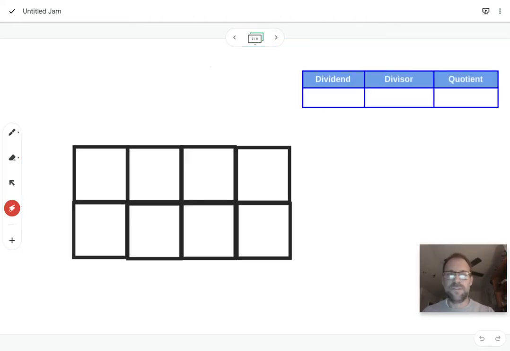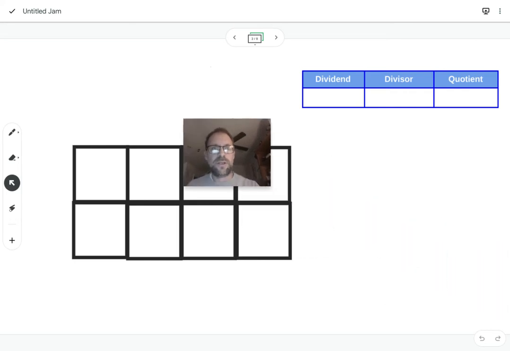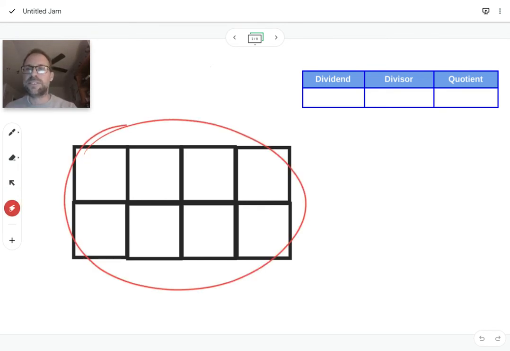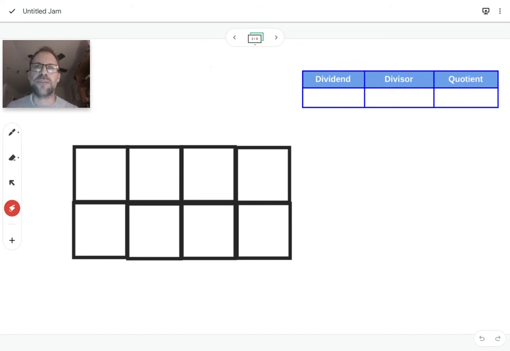Here we have an amount, and we have a table up here. This is the amount, and this is the table we're going to use to organize our thinking and record what we're thinking. All right, so this amount that we're shown here is 8, okay? So if you see here that there's 1, 2, 3, 4, 5, 6, 7, 8. That's the amount that we are going to break up into equal-sized groups.